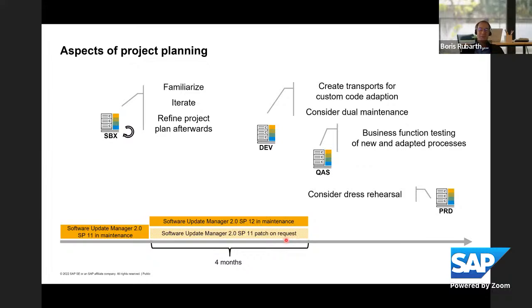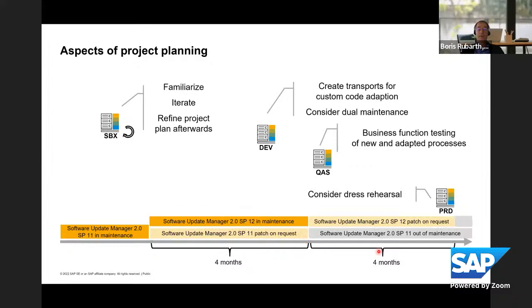So a tool version that is in phase patch on request is not visible in the download area. But if you have an issue with this, you can still create an incident. And if there's a patch required, we can deliver a patch. But consider after additional 4 months, the previous available, in this case, SP11 of Software Update Manager, is in a phase out of maintenance. And out of maintenance means we cannot deliver a patch any longer.